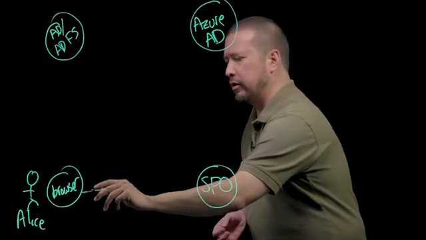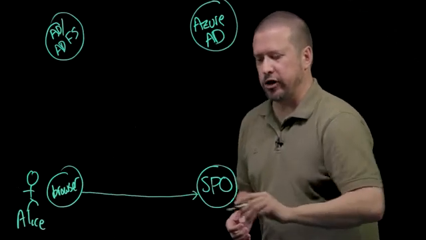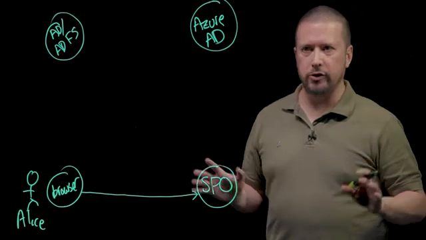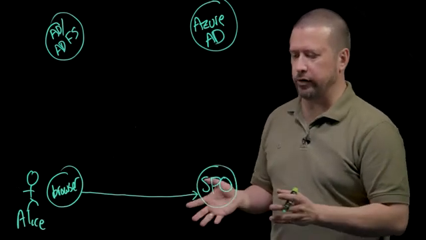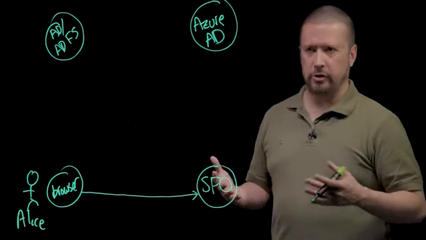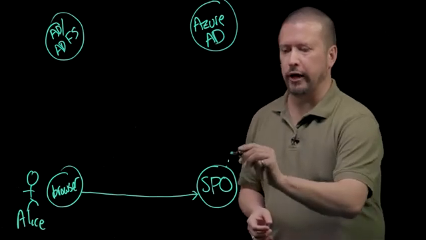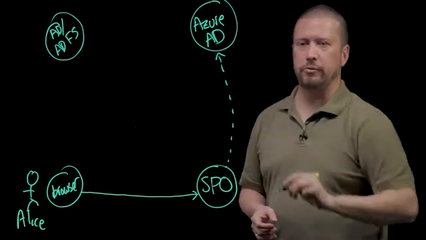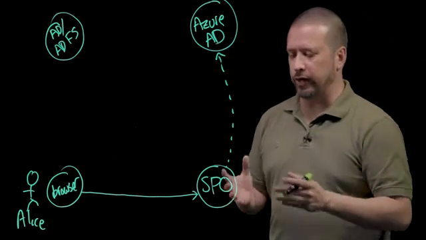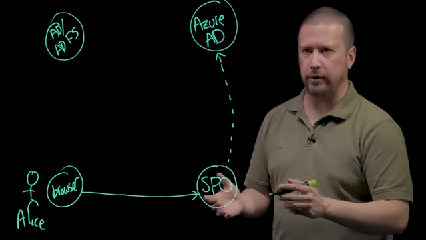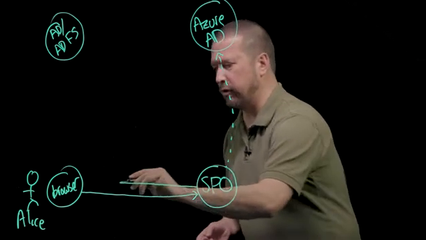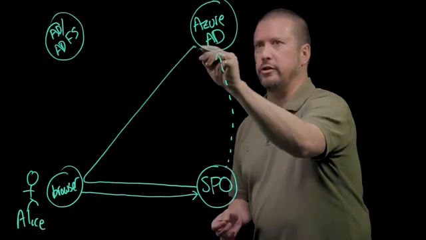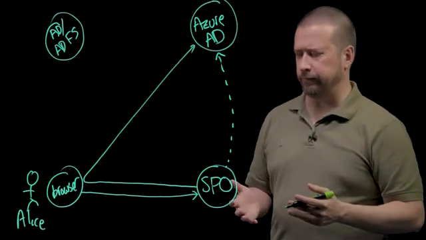So as before, she navigates her browser to SharePoint Online, and let's assume there's no session set up, there's no cookie in her browser for SharePoint Online. She needs to authenticate. SharePoint Online has a trust relationship with Azure Active Directory. So what it's going to do is use Alice's browser to send an authentication request through her browser to Azure Active Directory.